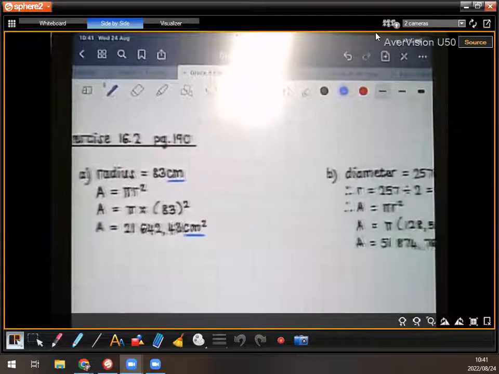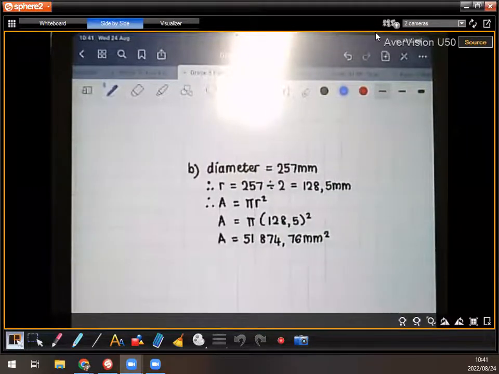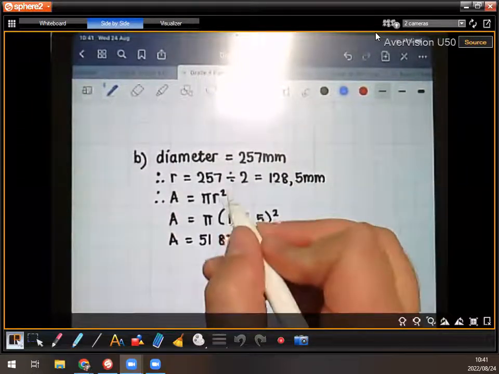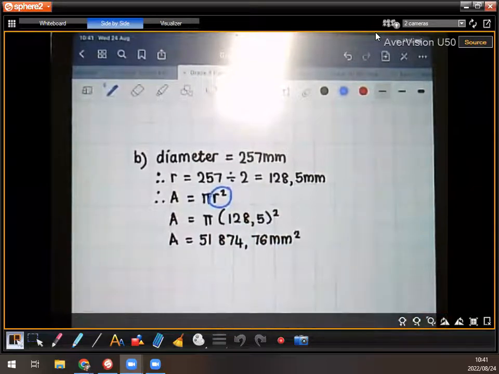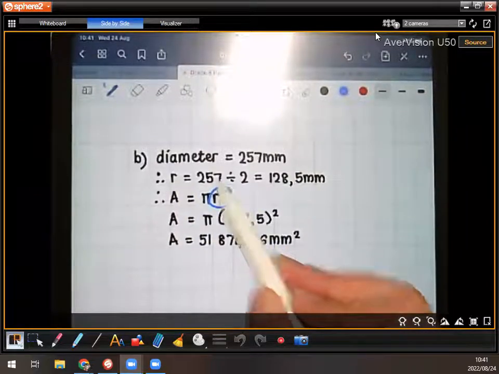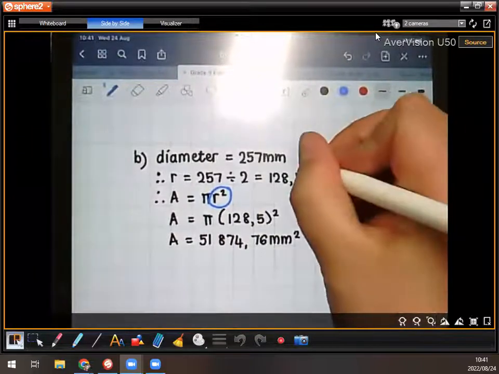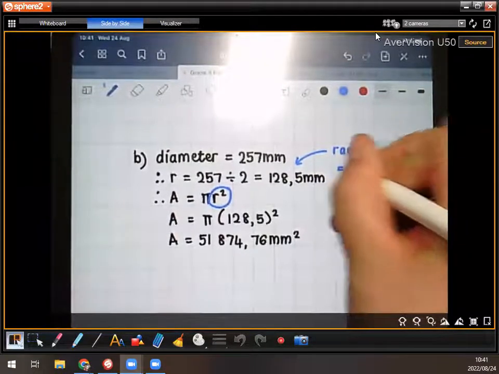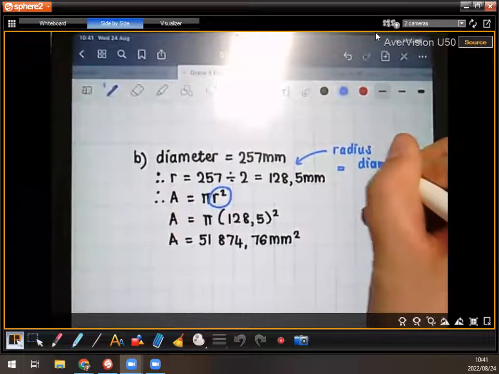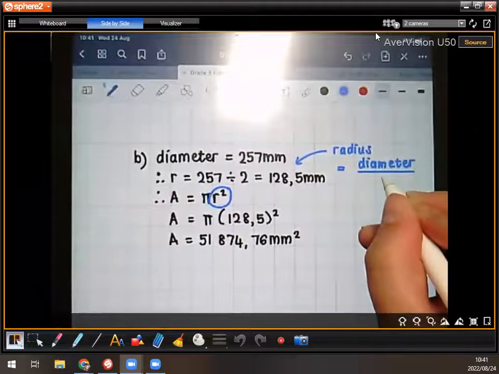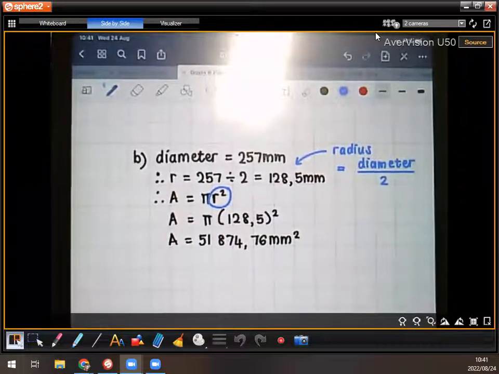Right, 1B, the diameter, 257 millimeters. But now remember guys, area, the formula works with radius squared. So you can't put the diameter value there and square it, right? You have to have the radius. So first you need to calculate the radius. Remember that your radius is always half of the diameter. Okay, so that is what I did there. Radius is always your diameter divided by 2. Over 2 or divided by 2, it's up to you. It's the same thing. You have to calculate that first, right?